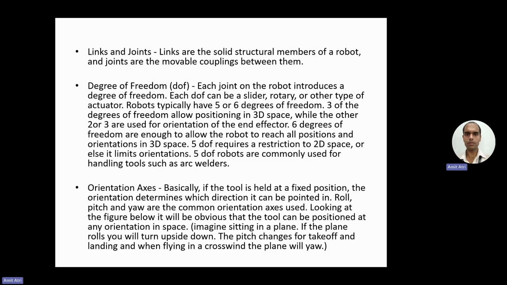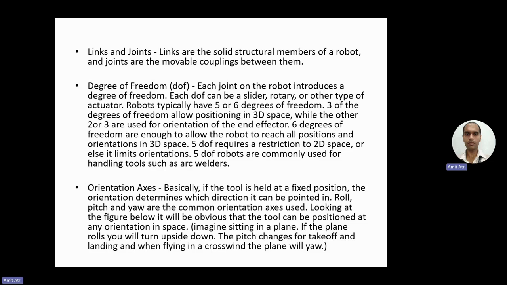Then next is the orientation axis. Basically, if the tool is held at a fixed position, the orientation determines which direction it can be pointed in. Roll, pitch, and yaw are the common orientation axes used.